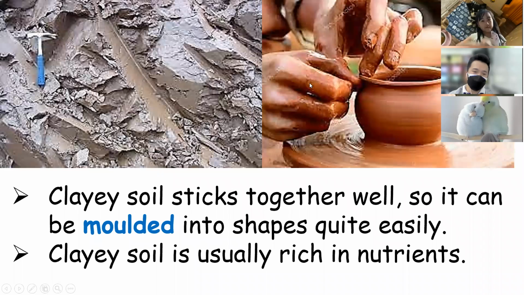Clay soil sticks together well, so it can be molded into shapes quite easily. This is the reason why people use clay soil to make something. Do people use sand to mold something into different shapes? No, because sandy soil cannot stick together, for the reason that sandy soil has the largest particles. Clay soil is usually rich in nutrients.